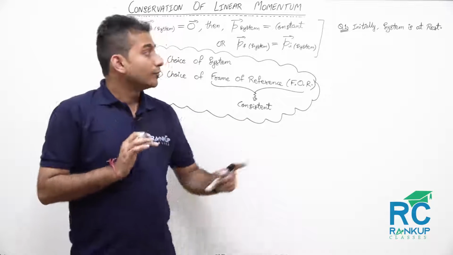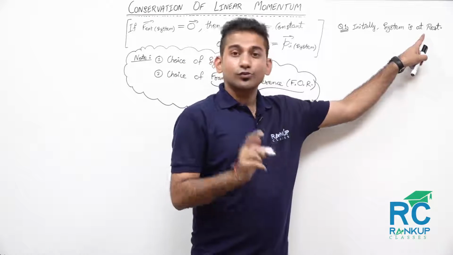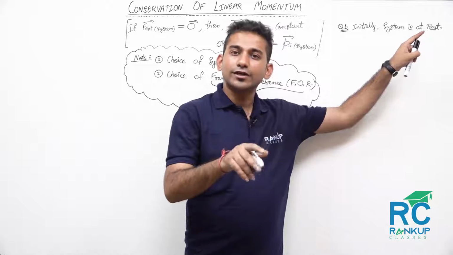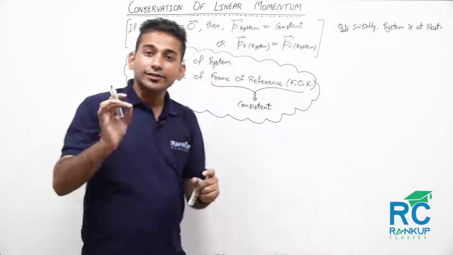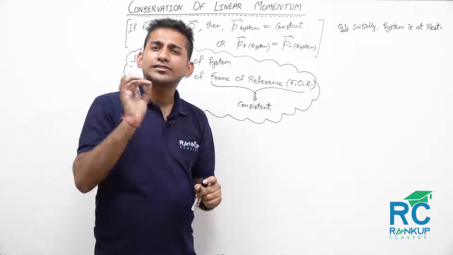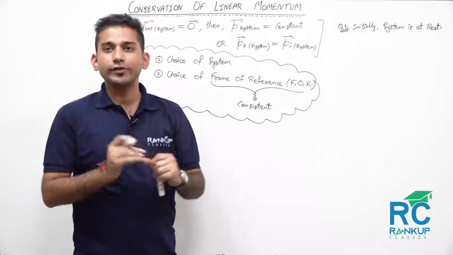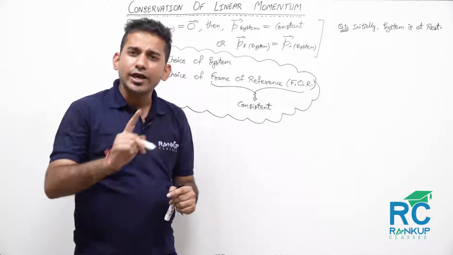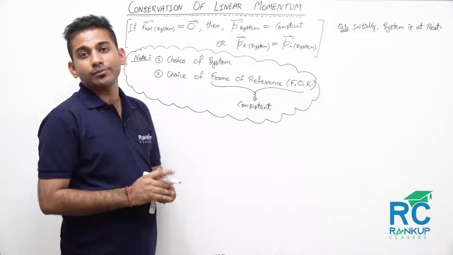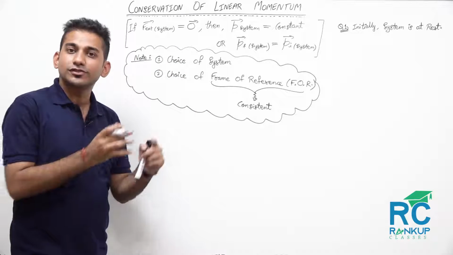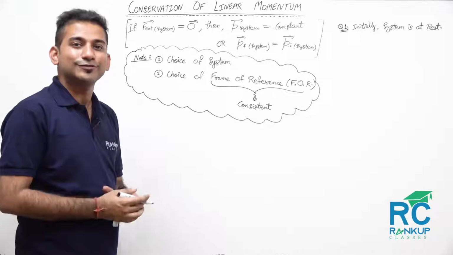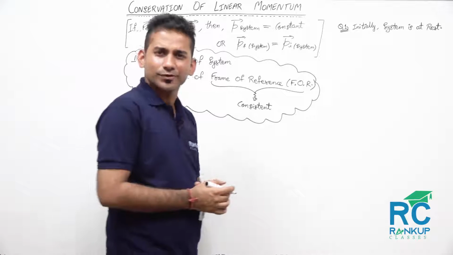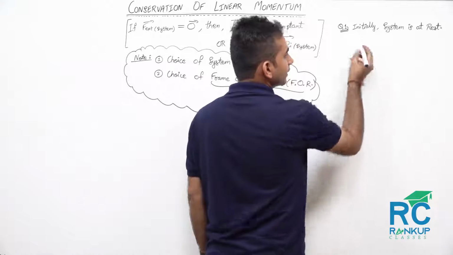No. Whenever I say that the system is at rest, it means the velocity of the center of mass is by default 0, rather individual particles, not even a single particle of the system is actually moving. Which means each and every particle of the system must be at rest. The meaning of system is at rest is each and every particle of the system must be at rest. Fine. So initially the system is at rest.